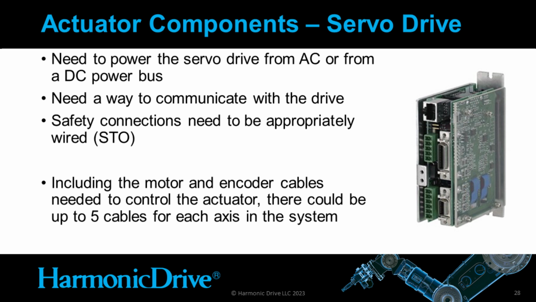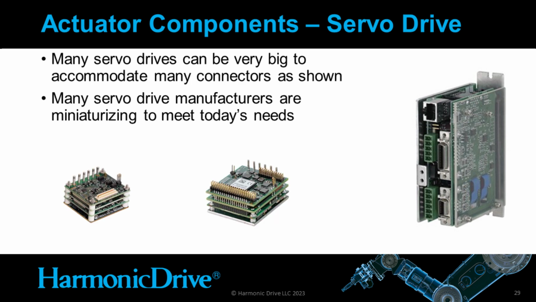When it comes to cabling, you need to provide power to the servo drive from either AC or DC power bus. You need a way to communicate with the servo drive. This is typically another communication cable that is added into your system. And if you have safety connections or other IOs, they must be appropriately wired to the servo drive. So including the motor and encoder cables that are needed to control the actuator, there could be up to 5 cables for each axis in your systems.